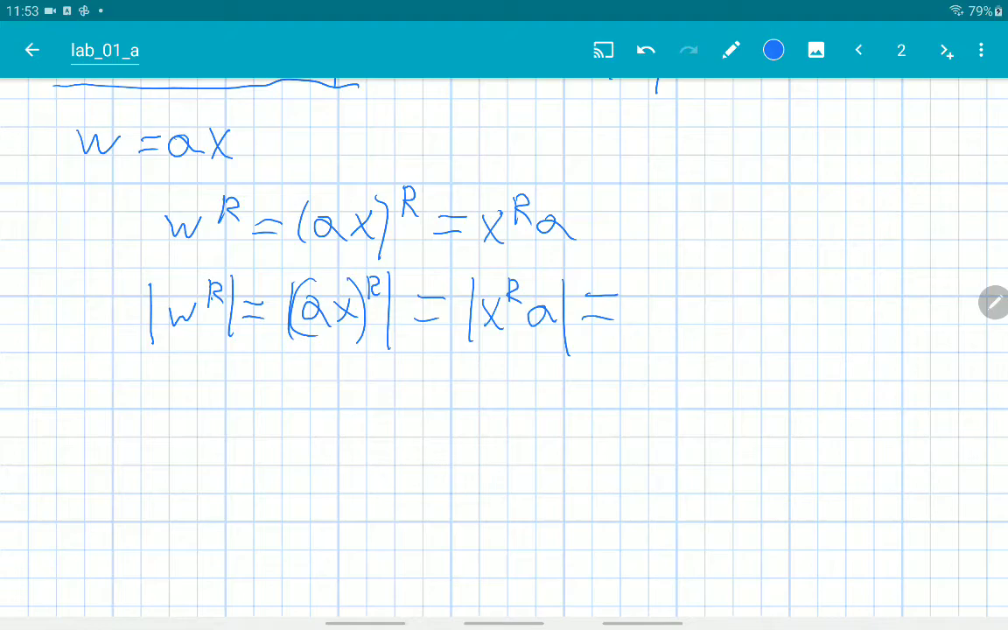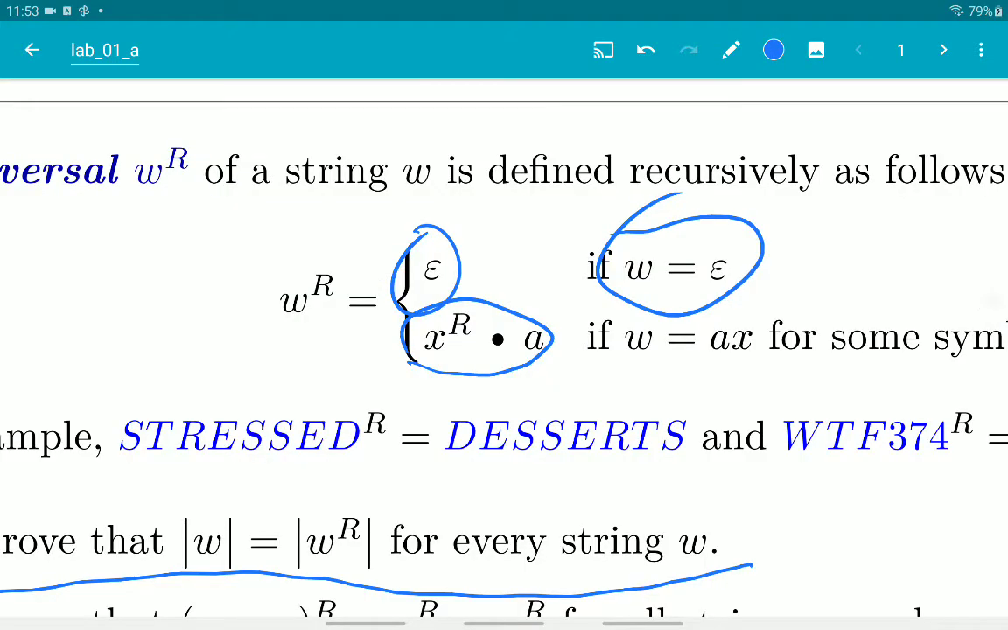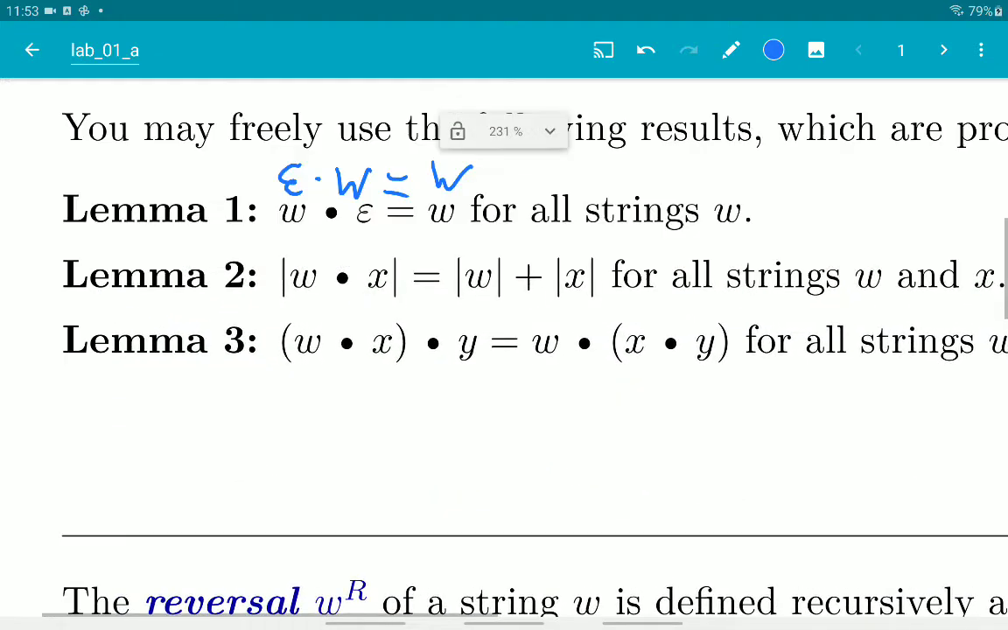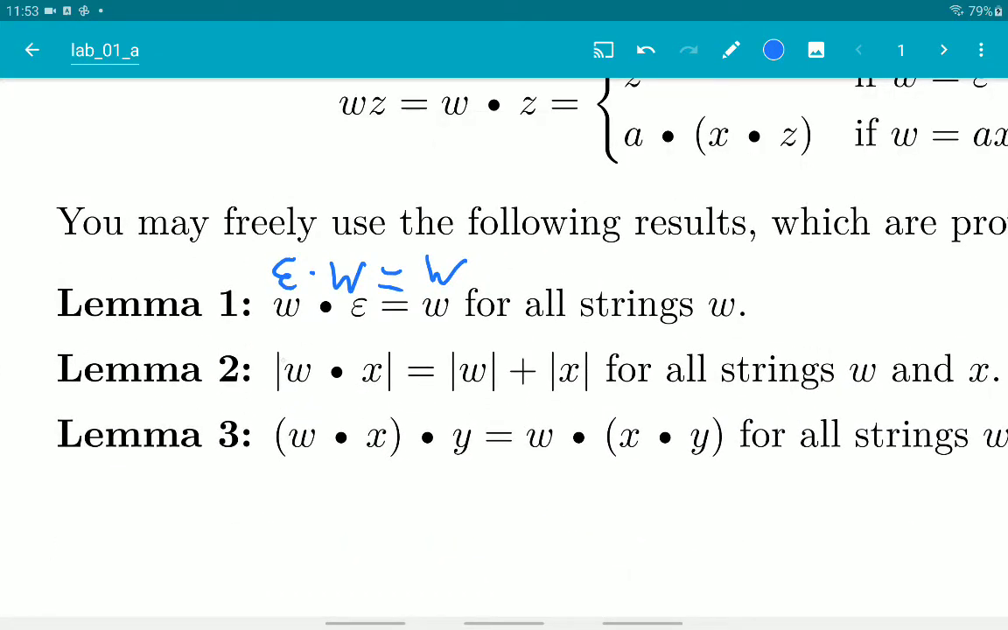Now we need to use whatever properties we have for the length operator. So let's go back, because we could assume various things about the length operator. One thing we could assume is that the length of a concatenated string is just the sum of the lengths of the two strings. So let's use that.